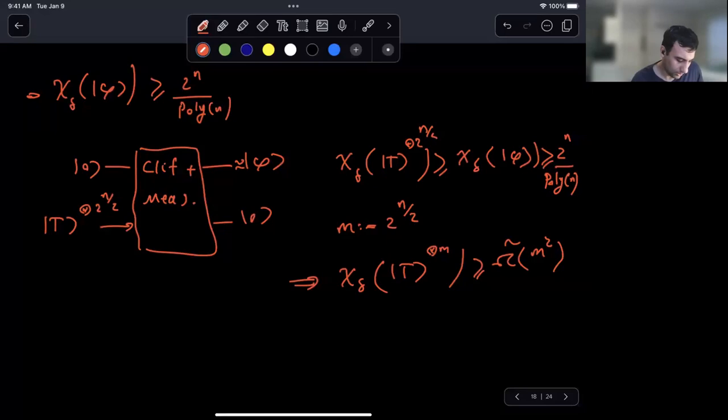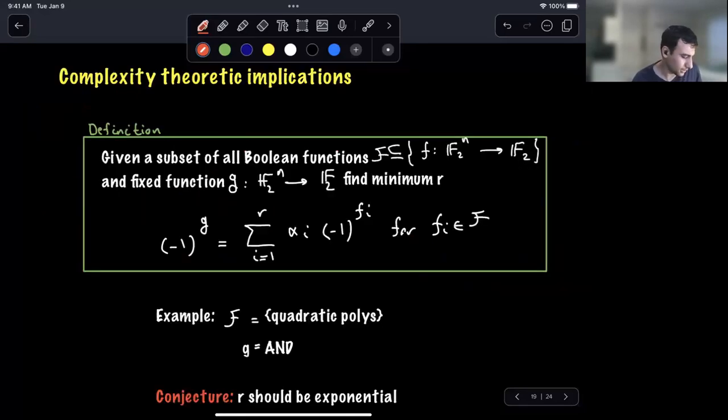Now I want to talk about a small implication of our result in complexity theory. It's not a very important question in complexity theory, but it was interesting to use these techniques from quantum computing to be able to say something about completely classical complexity theory.